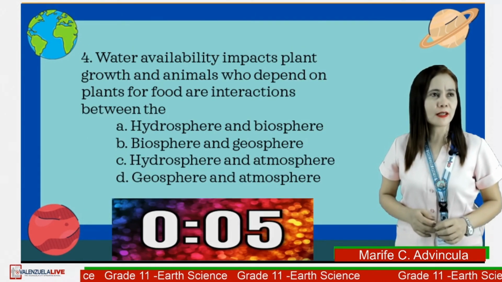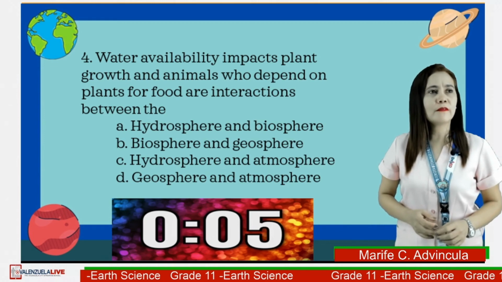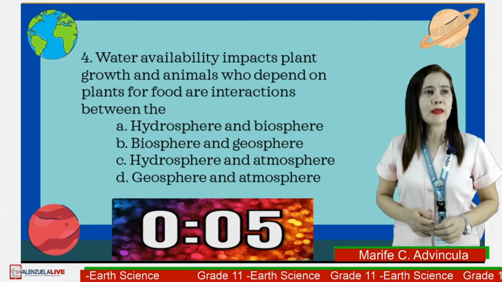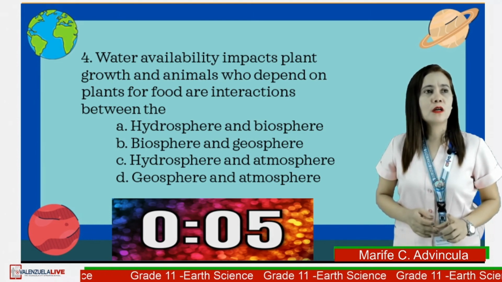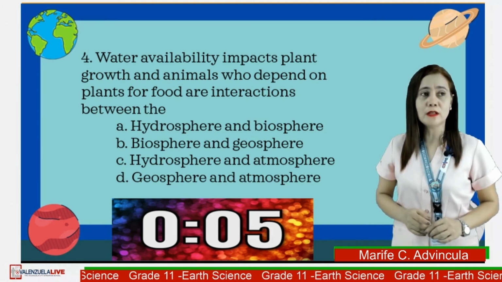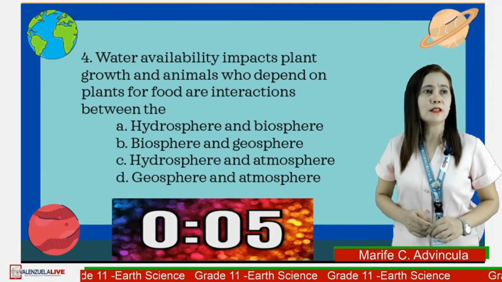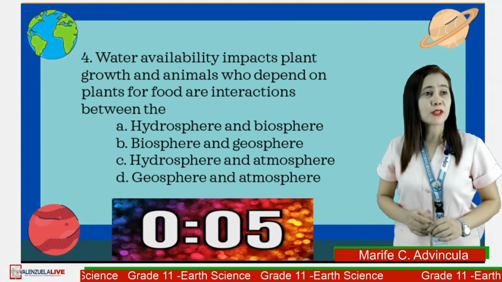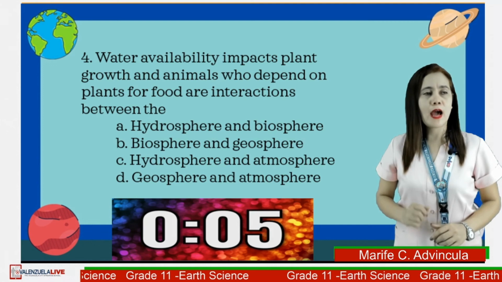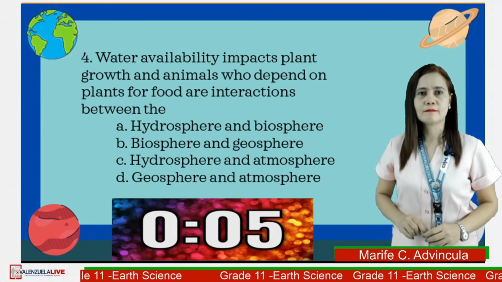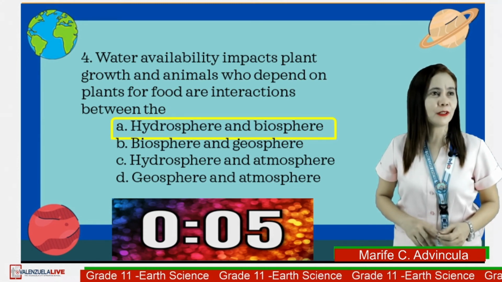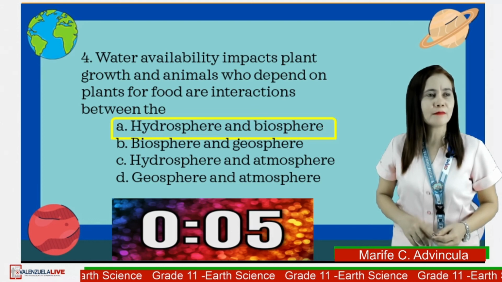Let's move on to number 4. Okay, water availability impacts plant growth and animals who depend on plants for food. These are interactions between the A, hydrosphere and biosphere, B, biosphere and geosphere, C, hydrosphere and atmosphere, and letter D, geosphere and atmosphere. Okay, so you got the correct answer. The answer for this question is hydrosphere and biosphere.